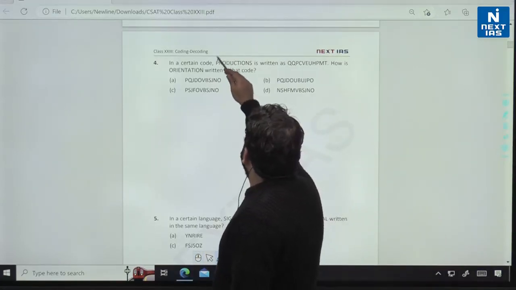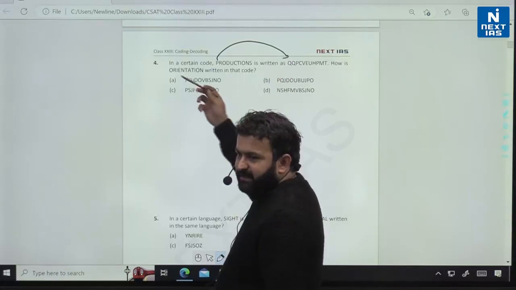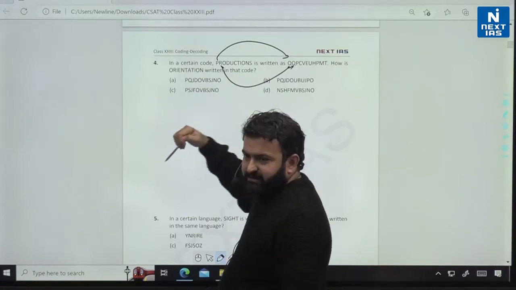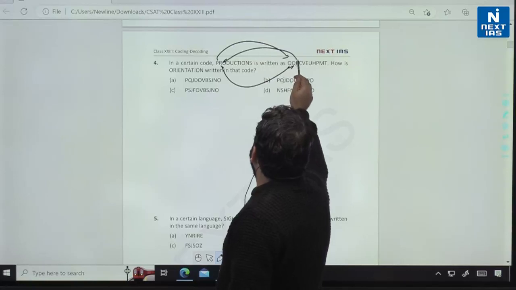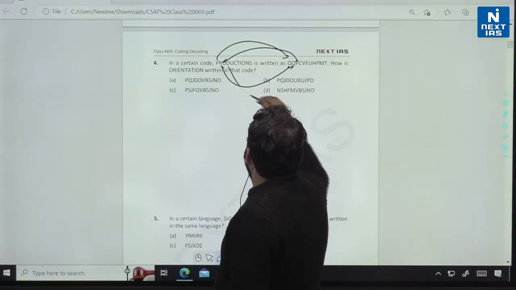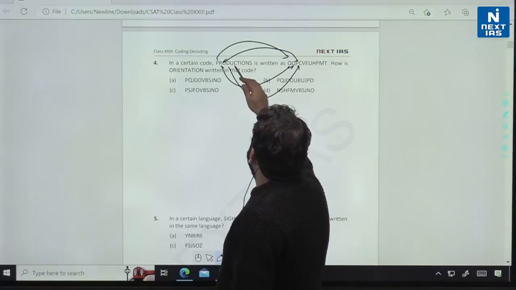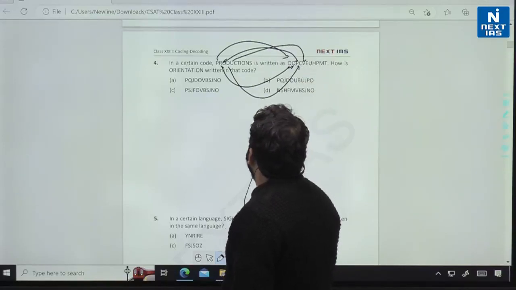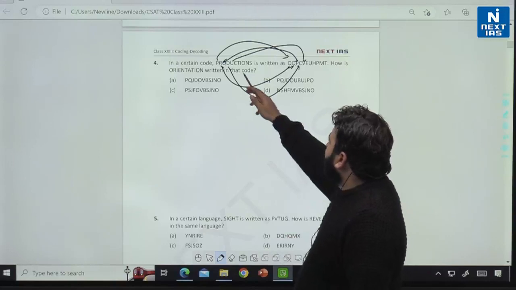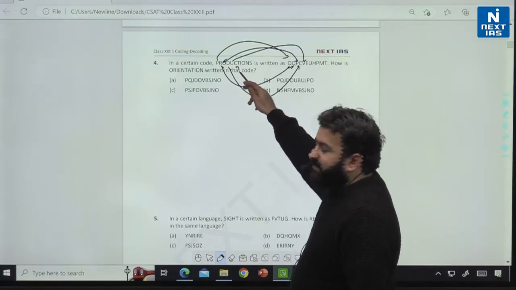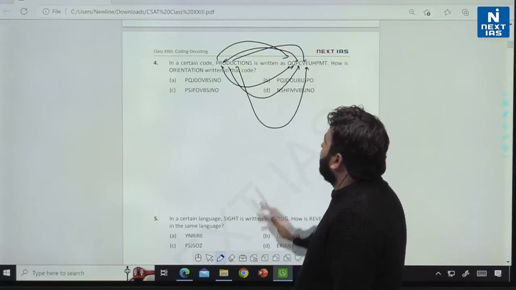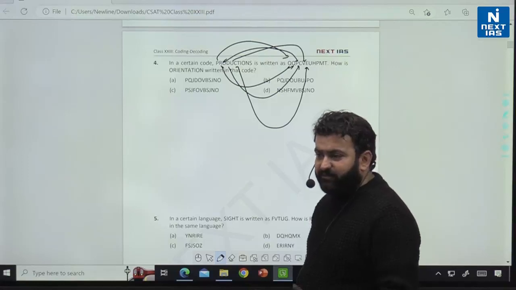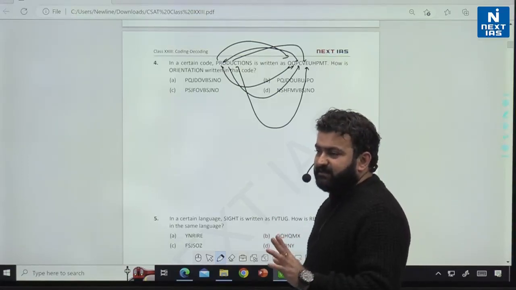Fourth question: P is replaced by Q, a letter ahead of it. R is replaced by Q, a letter before it. O is replaced by P, a letter ahead of it. D is replaced by C, a letter before it. U is replaced by V, a letter ahead of it. Now look here, remember, all of you: C is the middle term. Now C is replaced by two letters ahead of it. See, therefore I am asking you all to check the pattern till the end.